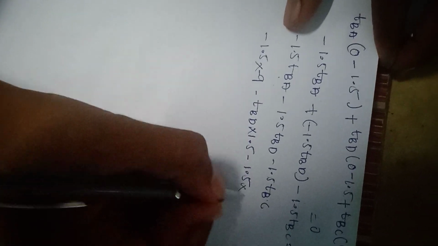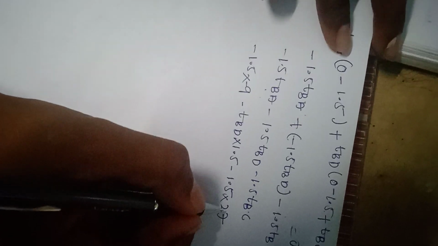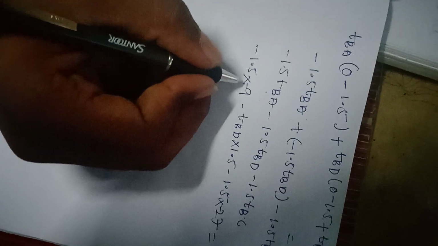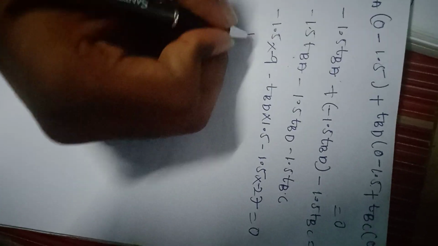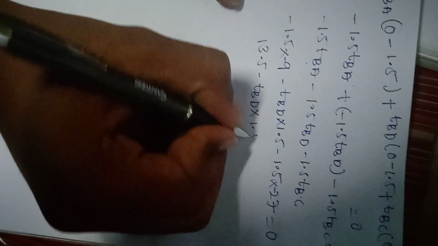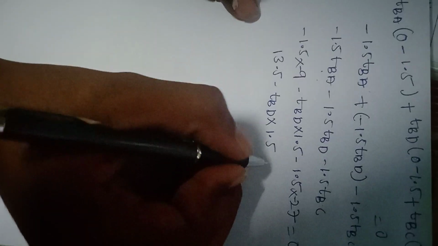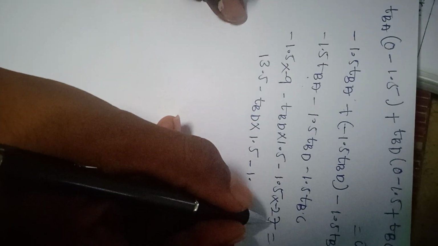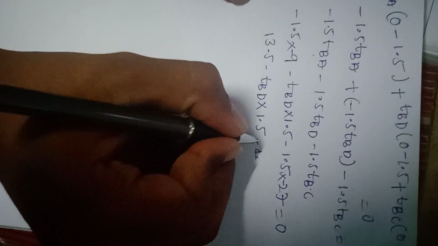See here, TBC equals minus 27 kilonewton per meter. Substitute here 1.5 into TBC, how much did we get? 27. Okay, minus 27 kilonewton equals 0. 1.5 into minus 9, how much? 13.5 minus TBD into 1.5 minus 1.5 into minus 27, how much did we get? That is plus 40.5 equals 0.